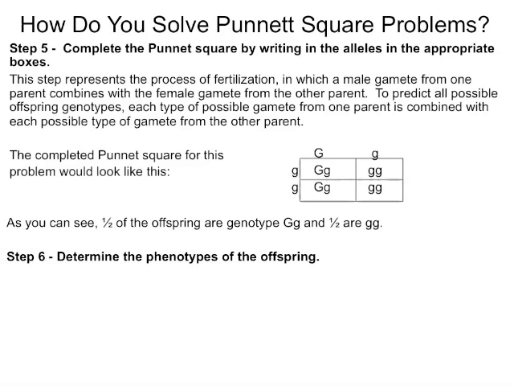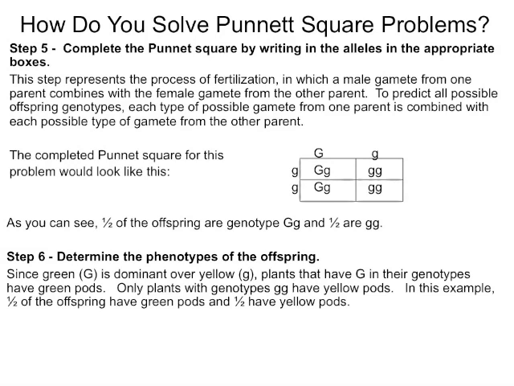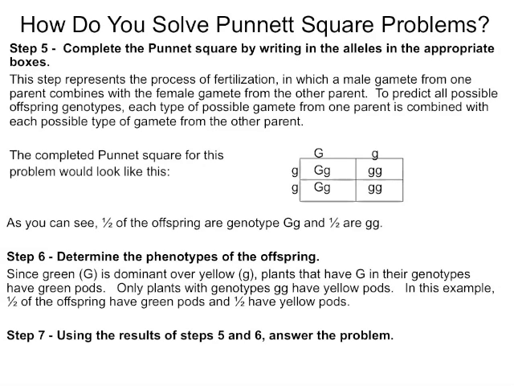The last step is that we will determine the phenotypes of these offspring. Since big G is dominant over little g, plants that have a big G in their genotype are going to have green pods. Only plants with genotype little g, little g are going to have yellow pods. In this example, half the offspring are yellow and half are green. Using steps 5 and 6, we can answer the problem.